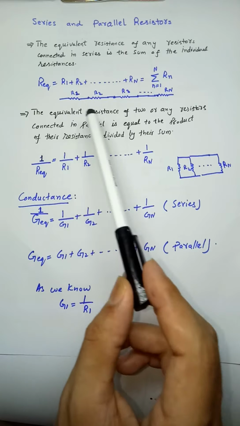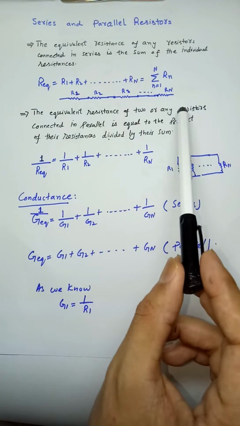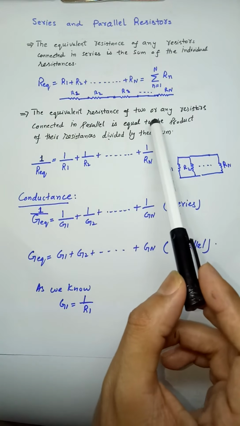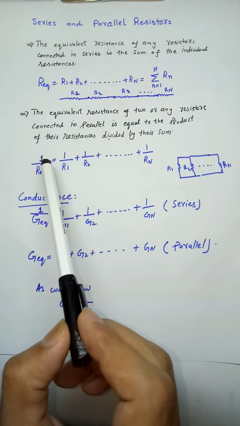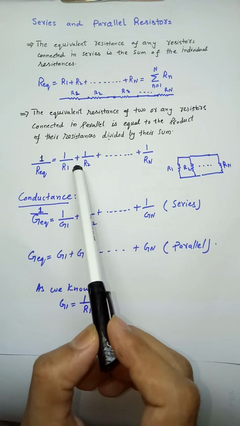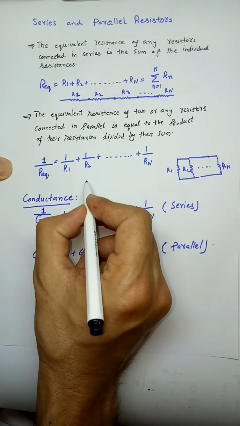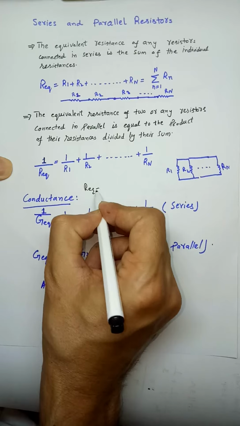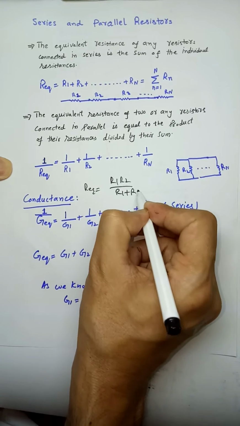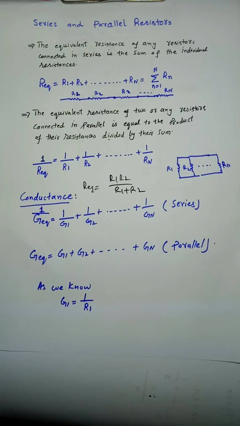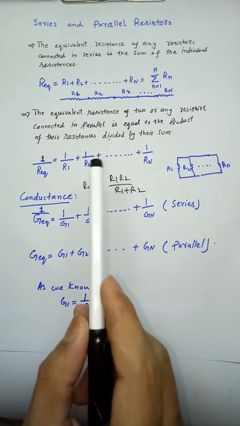In parallel combination, as we know, the voltage across each resistance in parallel would be the same. So the R equivalent resistance of two resistors connected in parallel is equal to the product of their resistances divided by their sum. 1 over R equivalent is equal to 1 over R1 plus 1 over R2. So R equivalent would be equal to R1 R2 divided by R1 plus R2, the product of their resistances divided by their sum.